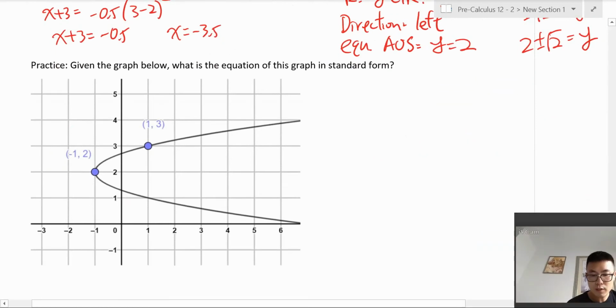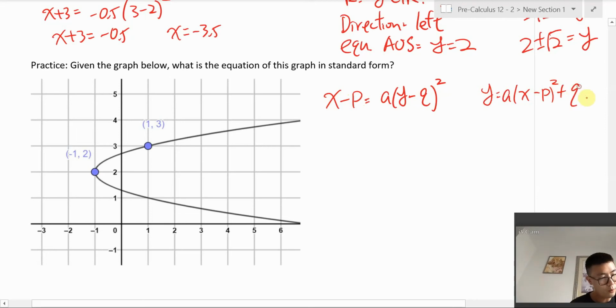Okay, so this parabola opens sideways. So we know it's going to be in this form: x minus p equals a times y minus q squared. Because it opens sideways. If it opens up or down, then remember we can use this. So it really depends on what kind of graph we have. Then we need to use a different standard form, right? This one is for sideways, and this one's for up or down.